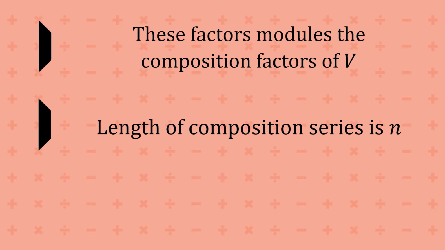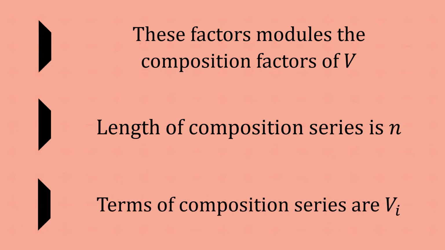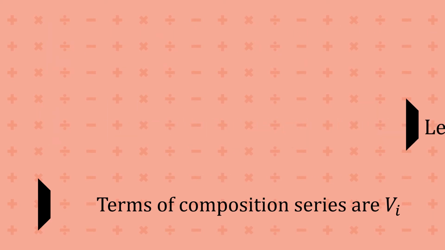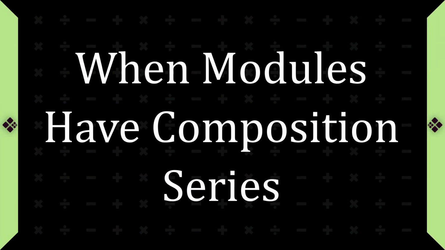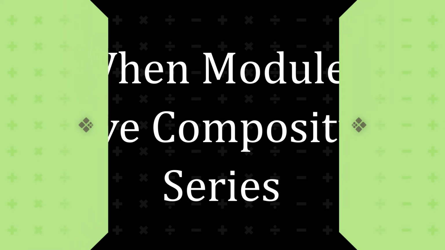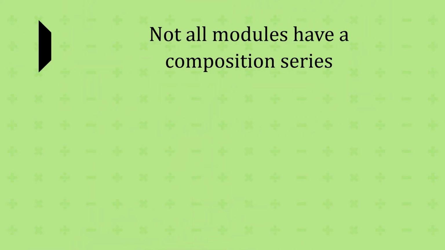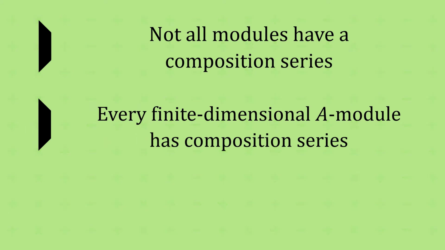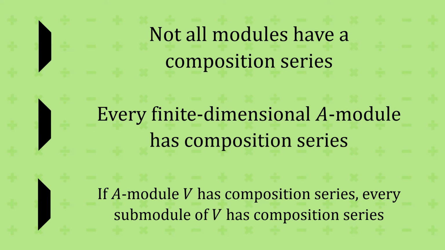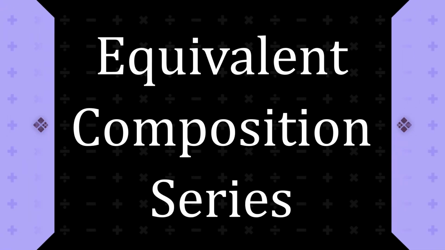The length of the composition series is n, the number of factor modules appearing. The terms of the composition series are the Vi. Now let's discuss when modules have composition series. Not all modules have a composition series. On the other hand, every finite dimensional A module has a composition series. Also, if an A module V has a composition series, then every submodule of V also has a composition series.